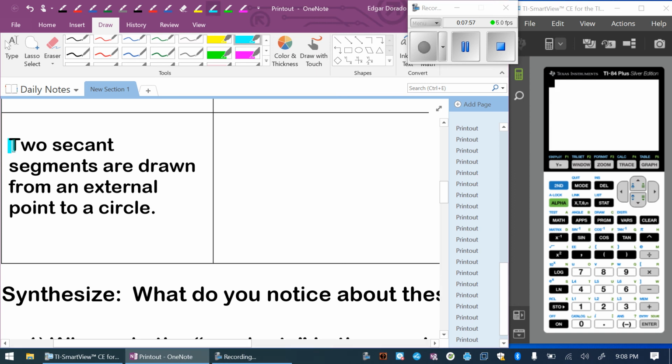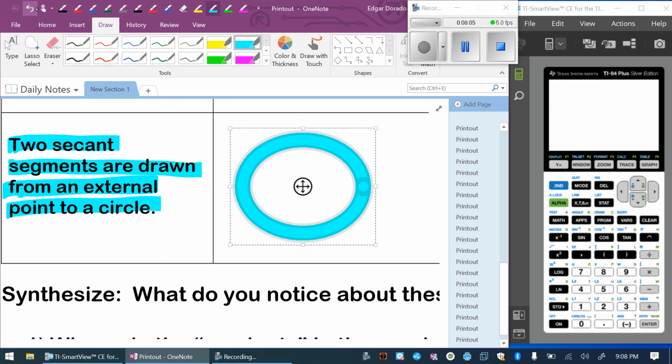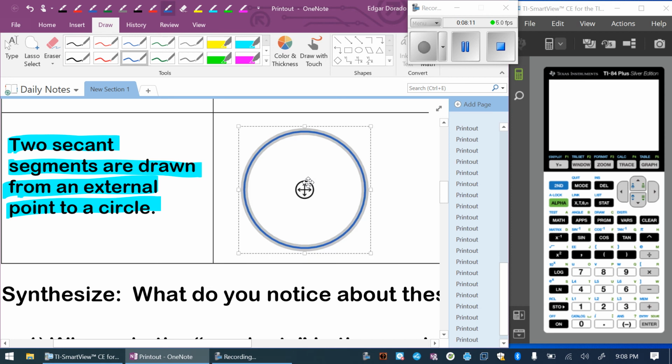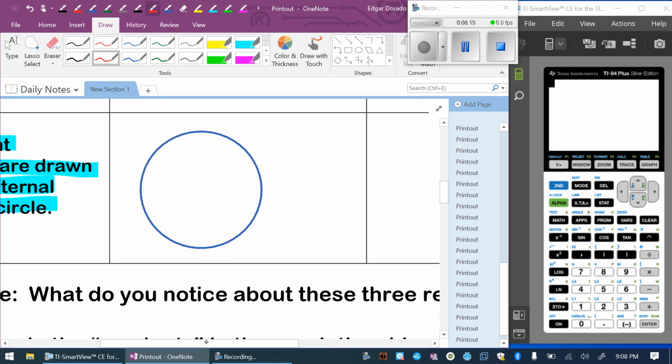The last scenario says two secant segments are drawn from an external point on the circle. So let's draw, whoops, sorry. Let's go ahead and draw a circle, and we're going to go ahead and draw two secant segments from an external point of the circle. So right here, that's a point outside of the circle. That is one secant. Here's the second secant, okay?